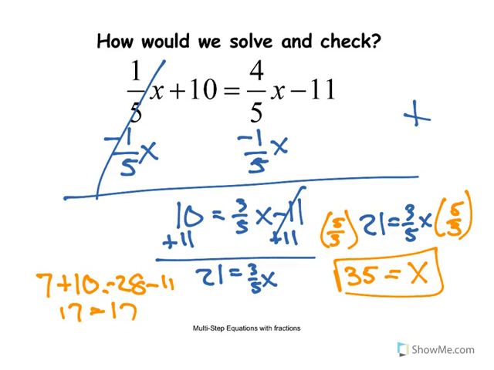And again, could we have done method 1? Sure, you could have multiplied everything on both sides by 5. If you did that, you'd end up with x plus 50 equals 4x minus 55, which would give you 3x equals 105, divided by 3, x is 35. So just in case you decided to do that using method 1, I want to let you know what it would look like.